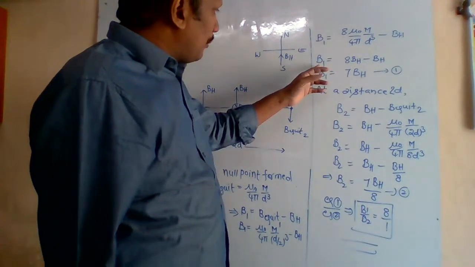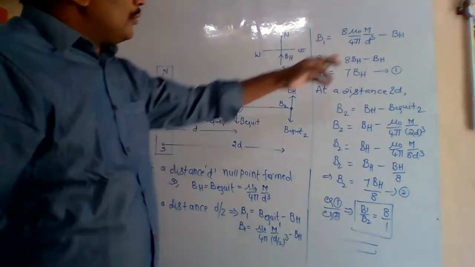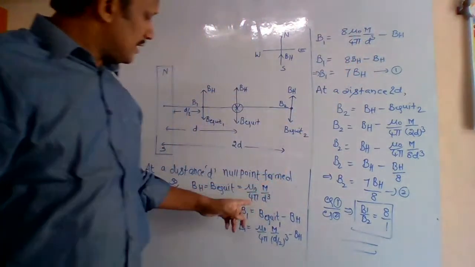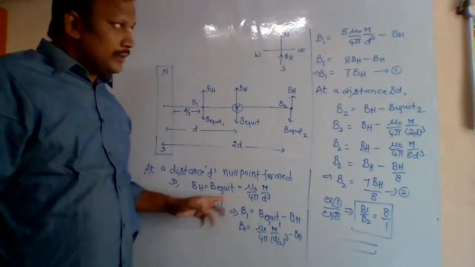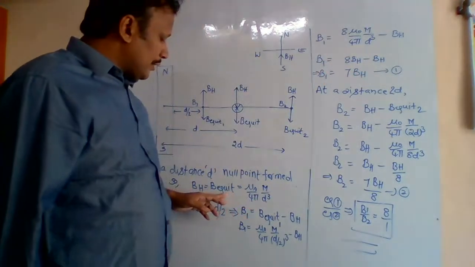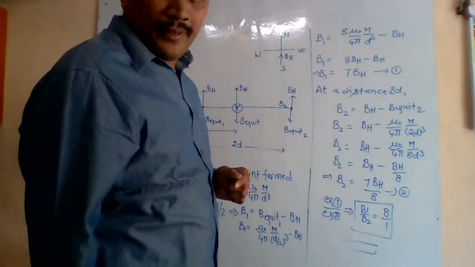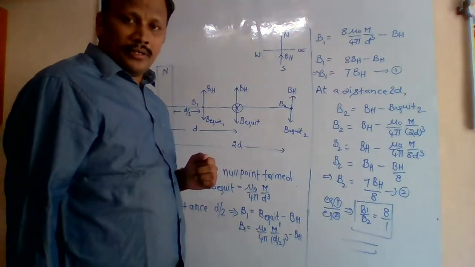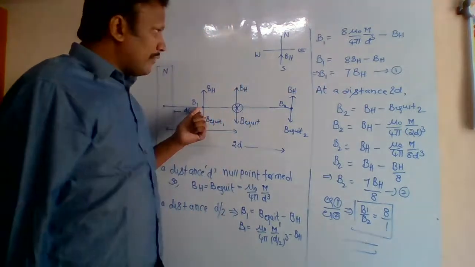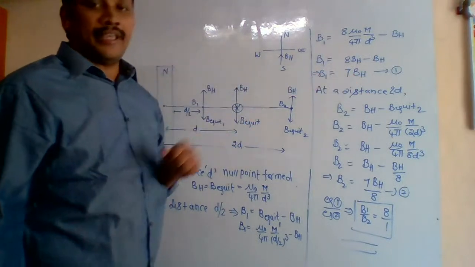Is it clear? Therefore, B1 is equal to 8 times mu naught by 4 pi into M by d cube. Mu naught by 4 pi into M by d cube is nothing but what? B equatorial. But this B equatorial is equal to BH. Therefore, 8 BH minus BH. Is it clear? Therefore, B1, the resultant magnetic field induction at this point, is equal to 8 BH minus BH. So we get 7 BH.